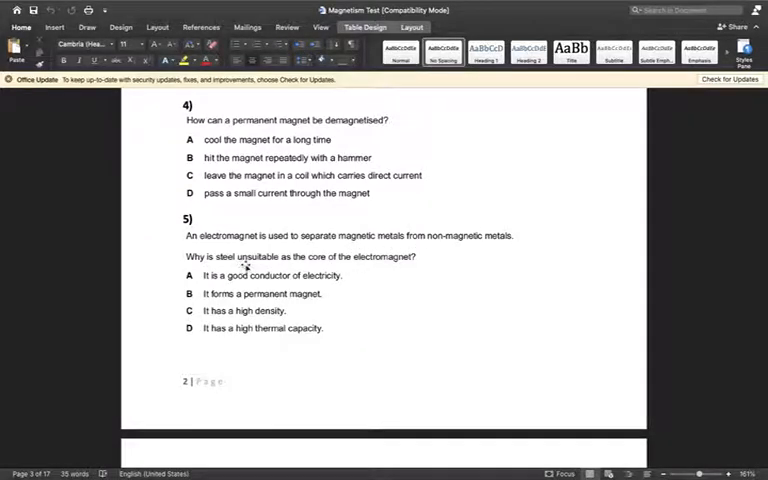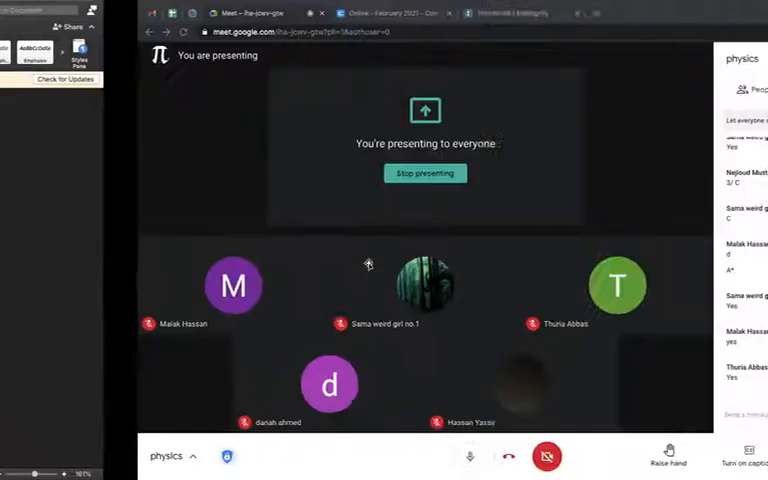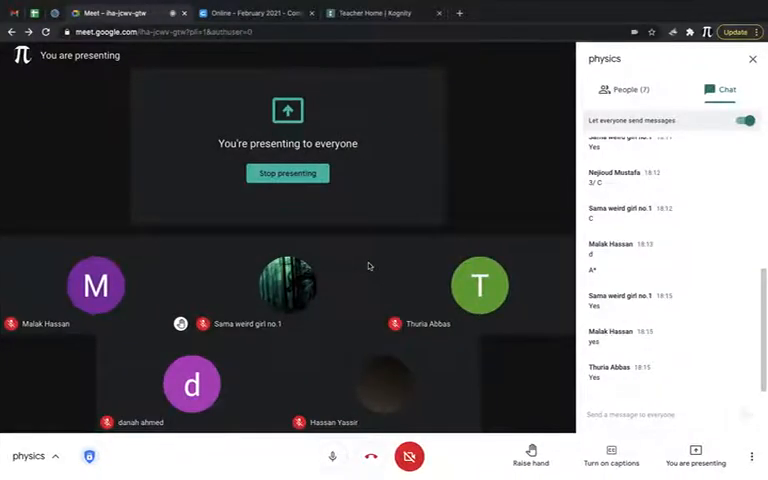An electromagnet is used to separate magnetic metals from non-magnetic metals. Why is steel unsuitable as the core of the electromagnet? Because it's a good conductor of electricity, it forms a permanent magnet, it has a high density, or it has a high thermal capacity. Which one of the four answers is correct? And I'll pick, okay, Malak?